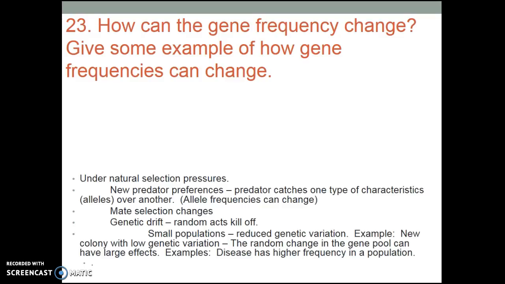How can the gene frequency change? Give an example of how gene frequencies can change. Natural selection pressures, new predators, mate selection, and genetic drift. In smaller populations, there is reduced genetic variation, things like new colonies of low genetic variation. A random change in the gene pool can have large effects, like disease coming into one of those populations.